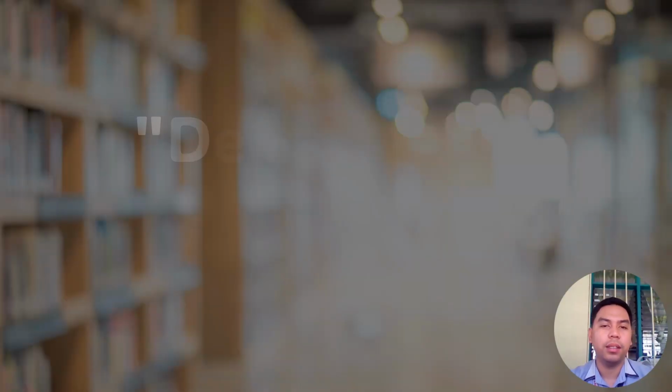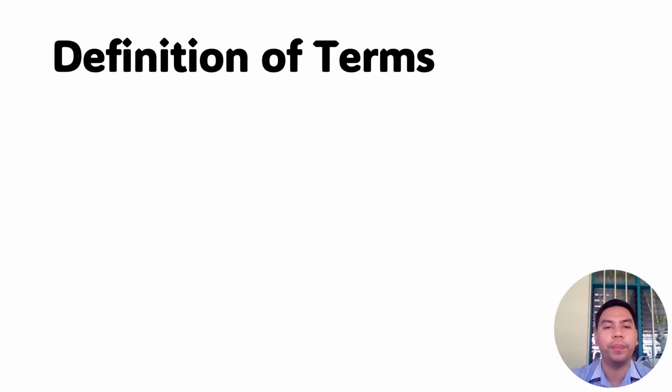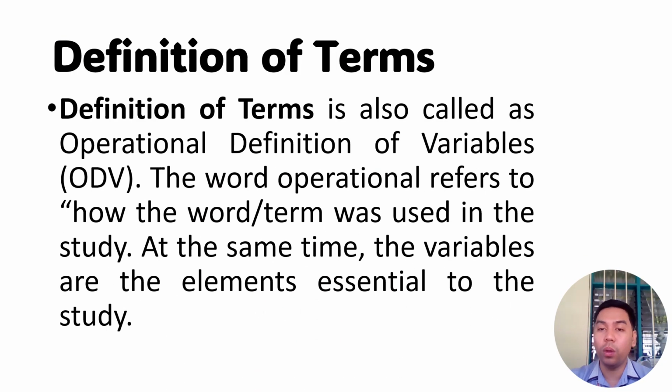Next, we have definition of terms in research. Let us first define what is definition of terms. Definition of terms is also called operational definition of variables. The word operational refers to how the word or the term was used in the study. At the same time, the variables are the elements essential to the study.